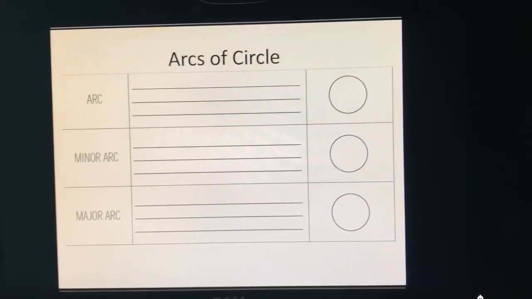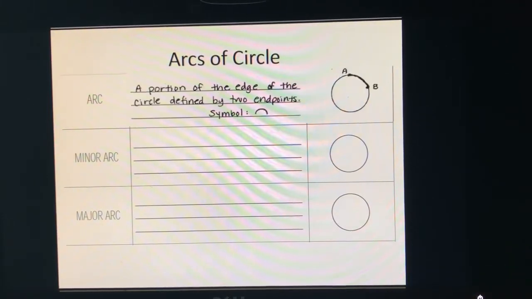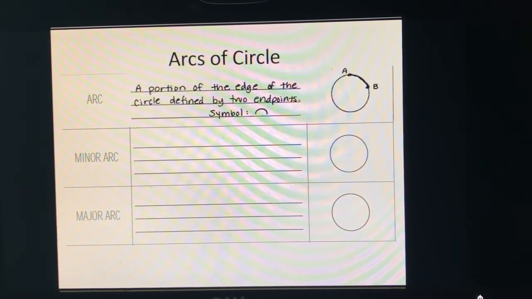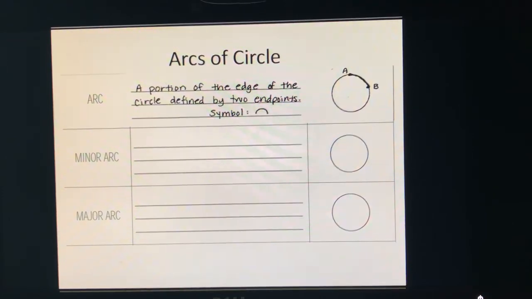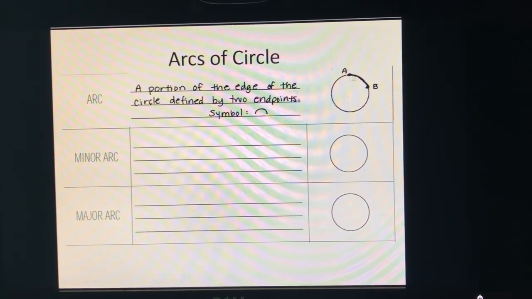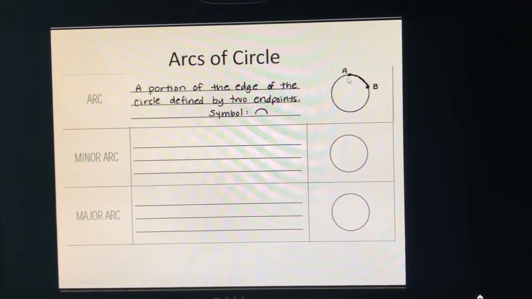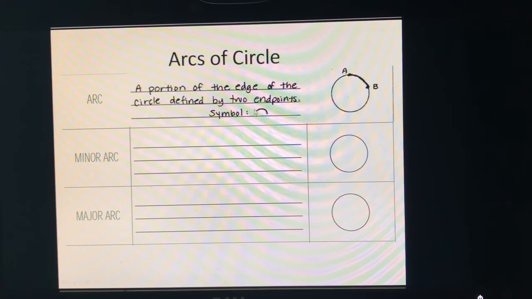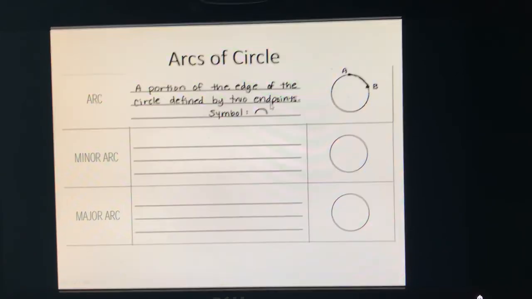All right, now we get into arcs. So circles have a specific type of component called an arc. And an arc is a portion of the edge of the circle, not the whole thing. So what we've talked about so far, the entire edge of the circle, is called a circumference. But a partial circumference is called an arc. And so we're going to identify it by using endpoints. And typically it's either highlighted or marked or something like that. And the symbol is this arc mark, which we're going to see in the next example.